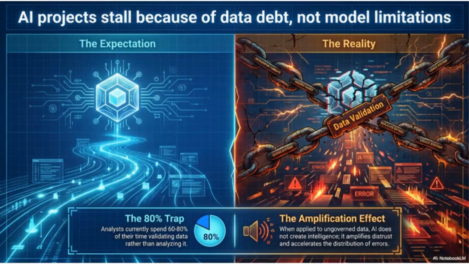So analysts currently can spend 60 to 80% of their time just validating the data, and then we know when we work with AI, if you're not giving it clean data, it can create all sorts of other problems. So we'd rather spend our time analyzing and visualizing that data. But we really need to make sure that data is validated, because what we give to AI is going to be amplified. And AI does not create intelligence. It amplifies distrust and accelerates the distribution of errors if we're not aware.